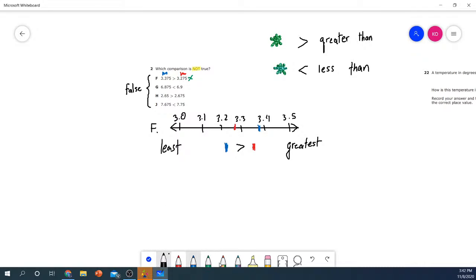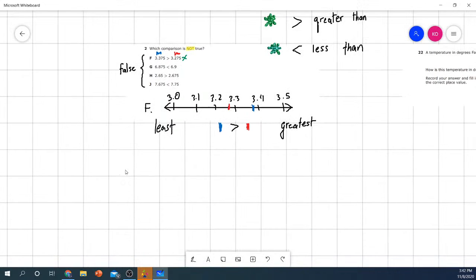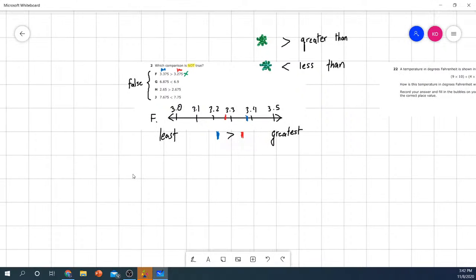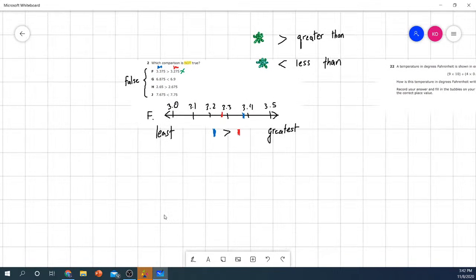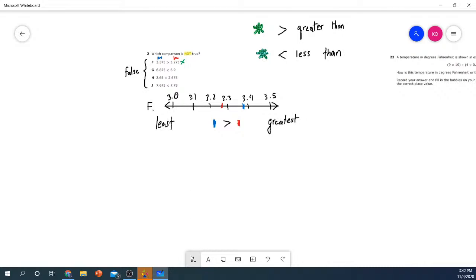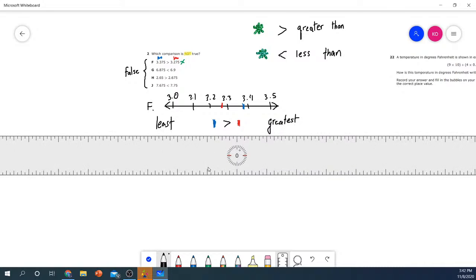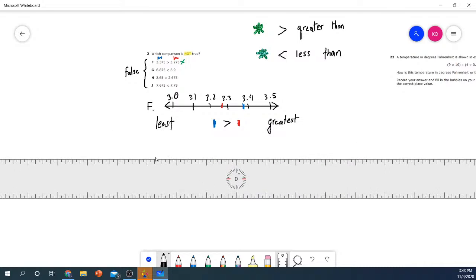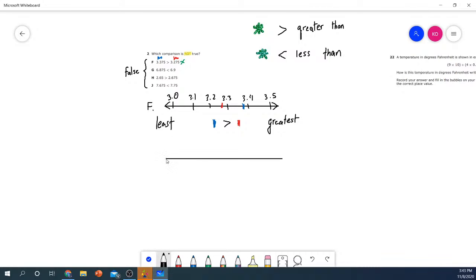And now let's look at G. Let me actually go a little bit lower so that we have more room. Okay, so right there. So now we get our handy dandy ruler, and let's make it a little bit lower. And let's draw our sweet number line. And this, I said, was answer choice G.